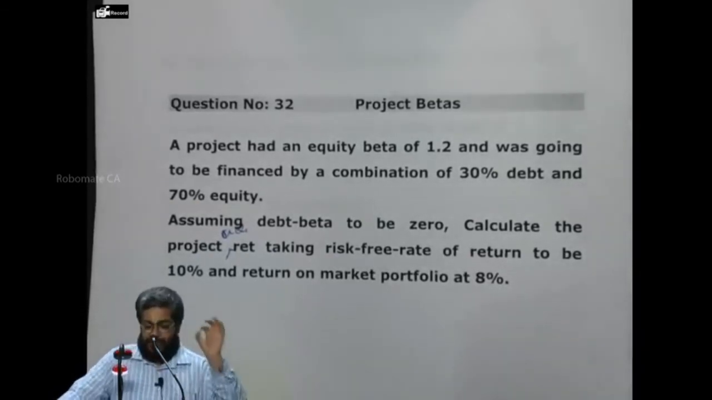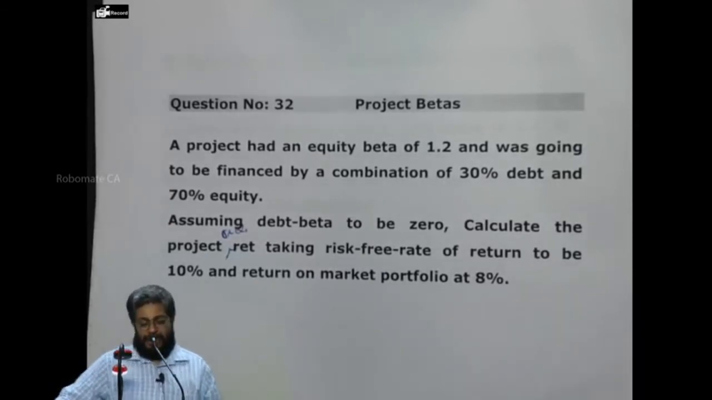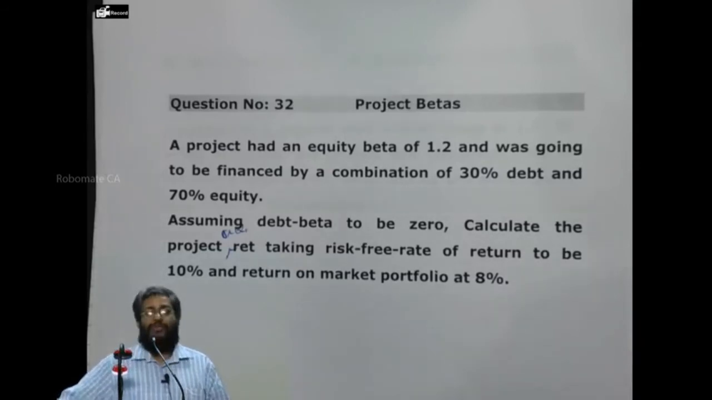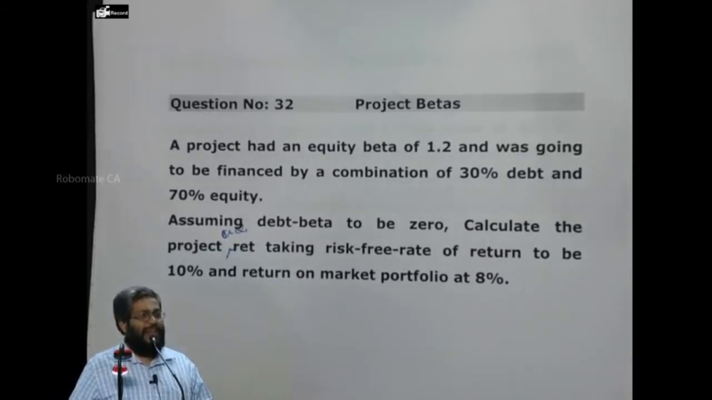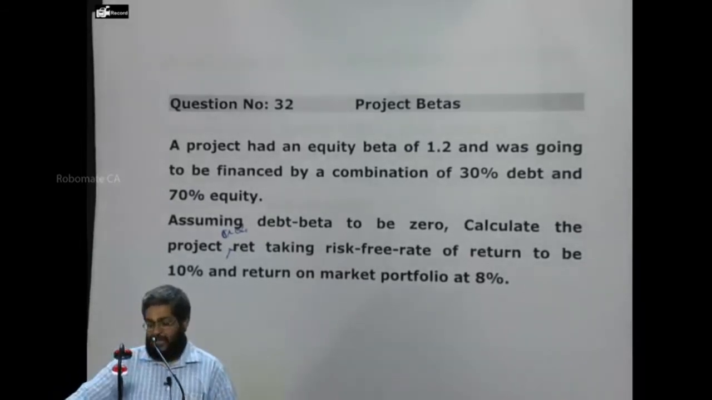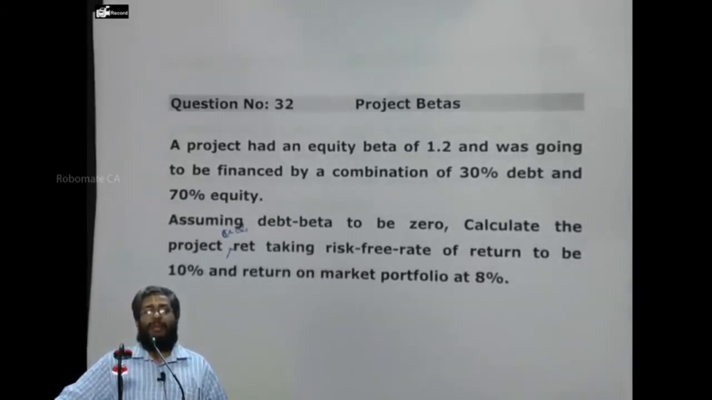Once again I say, first of all, we are going to start a project. Tell me, what is the debt equity ratio of the project? 0.3 is to 0.7. The project's equity beta is what? 1.2. Now, since the project has debt financing, the equity beta of the project can be called what beta? Levered beta, right or not? Next, the debt beta can be assumed to be what? 0. That is already known.